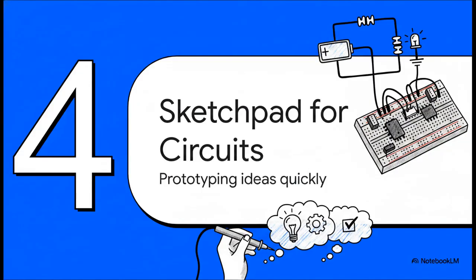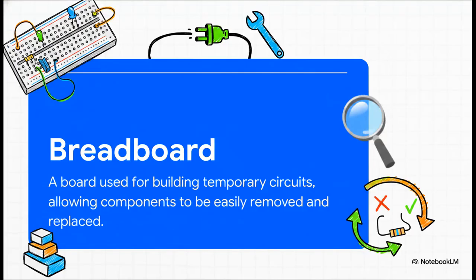Okay, section 4, a sketchpad for circuits. We've got the basics of power and control down, but how do your engineers actually test an idea without spending a ton of time and money on a permanent version? This is where rapid prototyping comes in. And this is their sketchpad.